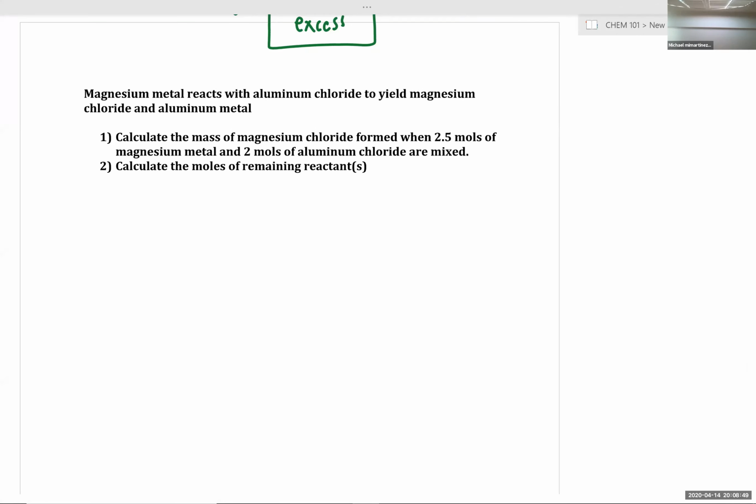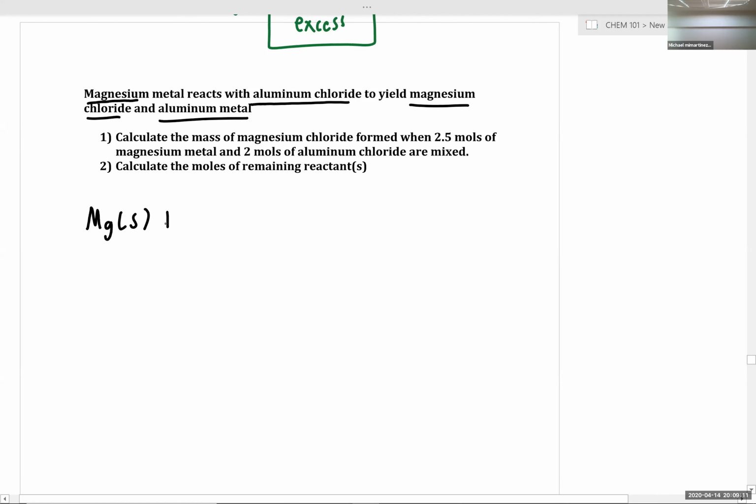Okay, so let's take a look at the following question and work through another limiting reactant problem together. We have magnesium metal reacts with aluminum chloride to yield magnesium chloride and aluminum metal. So let's start off. The formula for magnesium is just Mg solid. Now, aluminum chloride, let's break it apart and determine its formula.